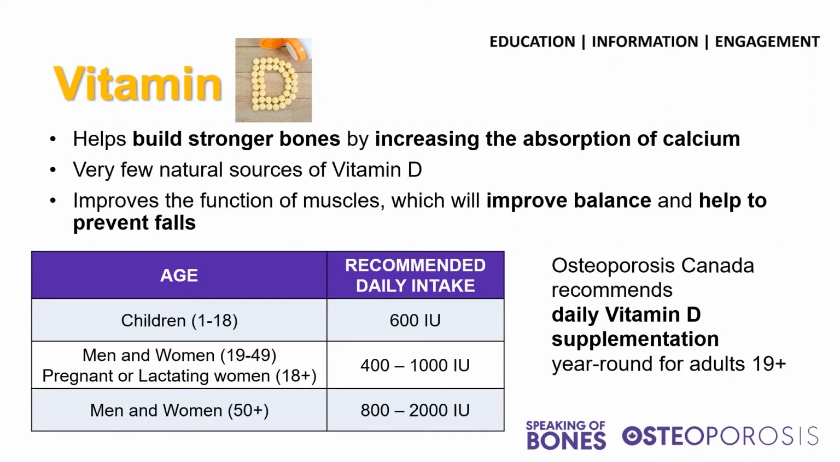So as you can see here, we have some daily recommended intakes for different age groups again. For men and women over 50, it's recommended to take 800 to 2,000 IUs, and that just stands for international units, a day. And supplements, again, will be labeled this way. Some of them are in tablets or in liquid form in drops, so there are different ways you can take those. Vitamin D, as I mentioned, is recommended year-round as a daily supplement.